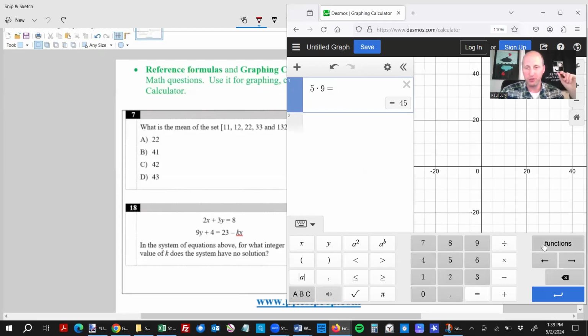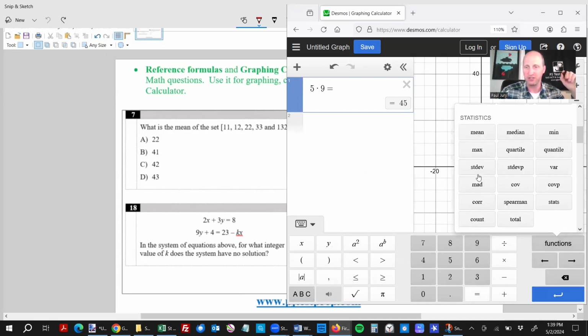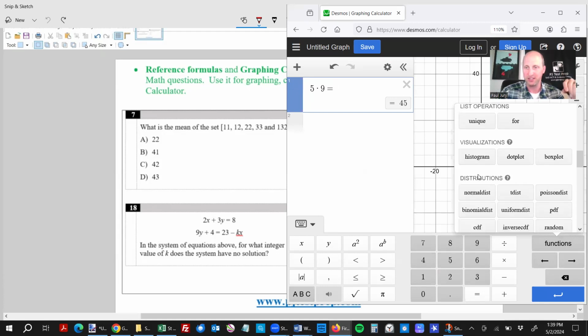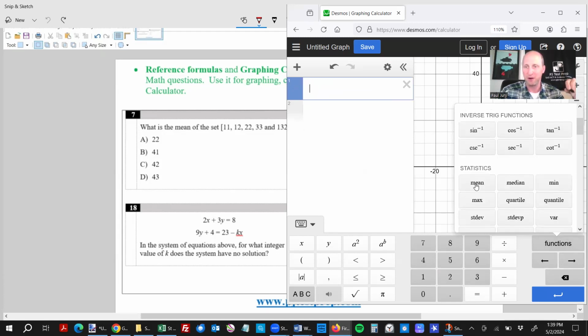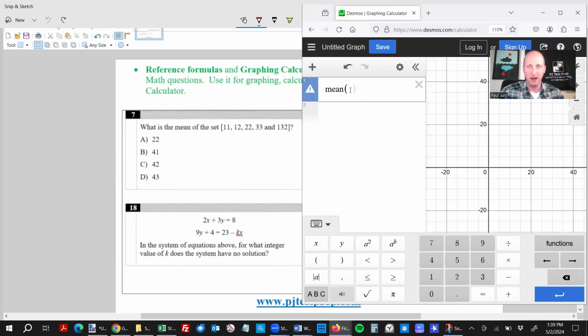One thing I do want to show you on the calculation front is this functions button, where you can do all kinds of fun things from sine, cosine, tangent stuff. There's all kinds of statistics and operators and distribution stuff that we would never have to actually do on the SAT. It's far beyond the scope, but one that's kind of useful here is the mean. We're looking at a question like number 7, rather than having to add all these up and divide by how many there are the usual way.